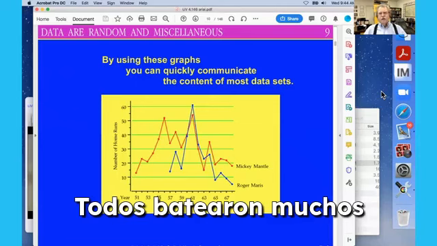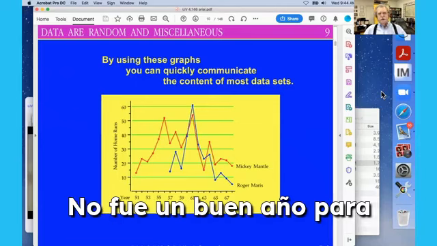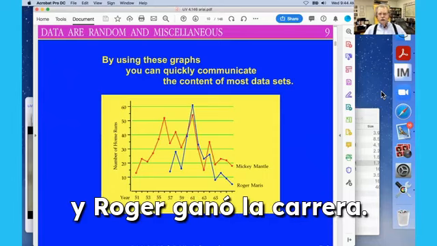Everybody hit a lot of home runs in 1961. It was not a good year for pitchers. And Roger won the race.